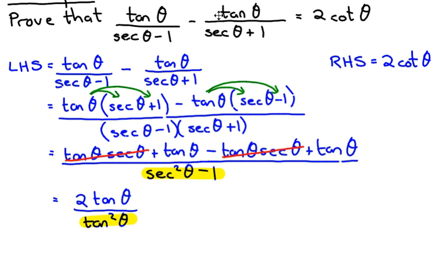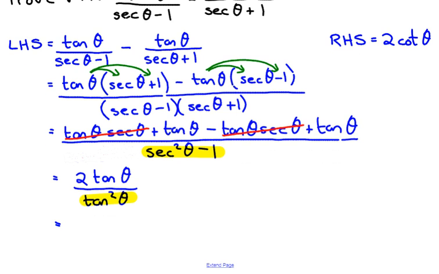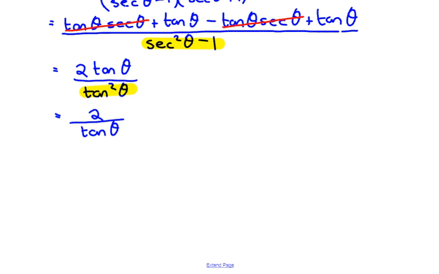Okay, I can go one step further. I've got 2 tan theta over tan squared theta. One of those cancels, so I've got 2 over tan theta. Now remembering that 1 over tan theta is cot theta, so this is 2 cot theta, which is my right-hand side, but I've written out my right-hand side already, so I end with therefore left-hand side equals right-hand side.